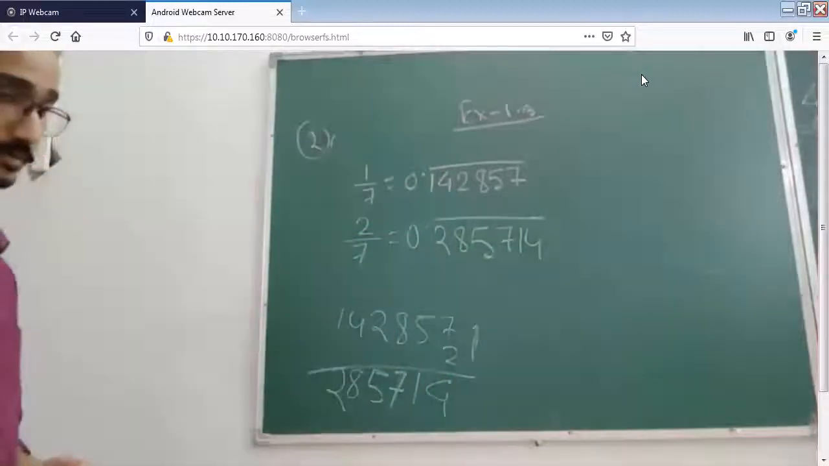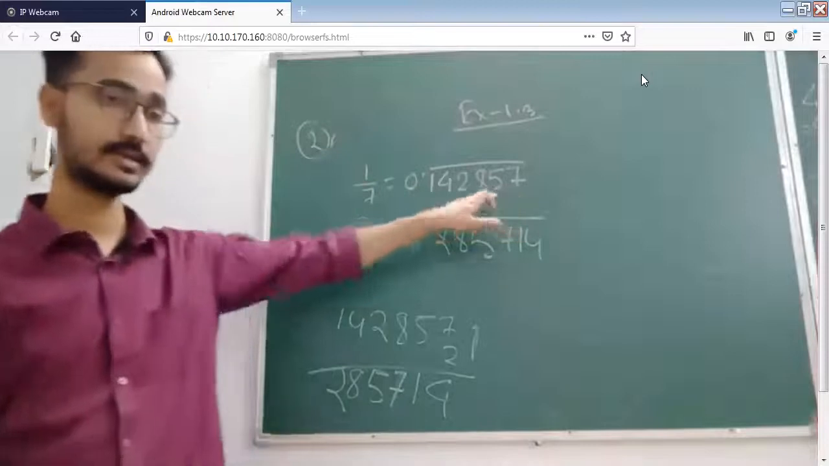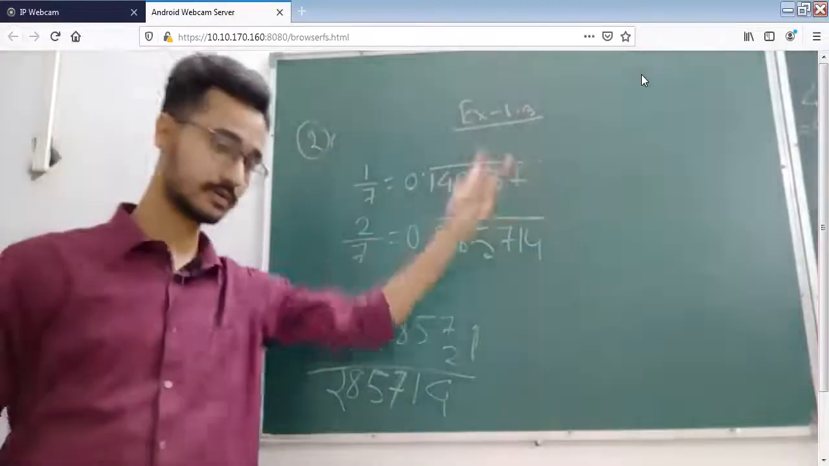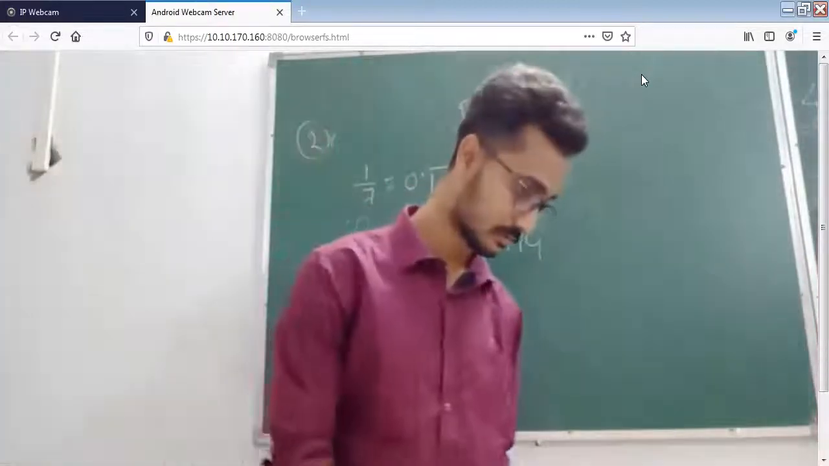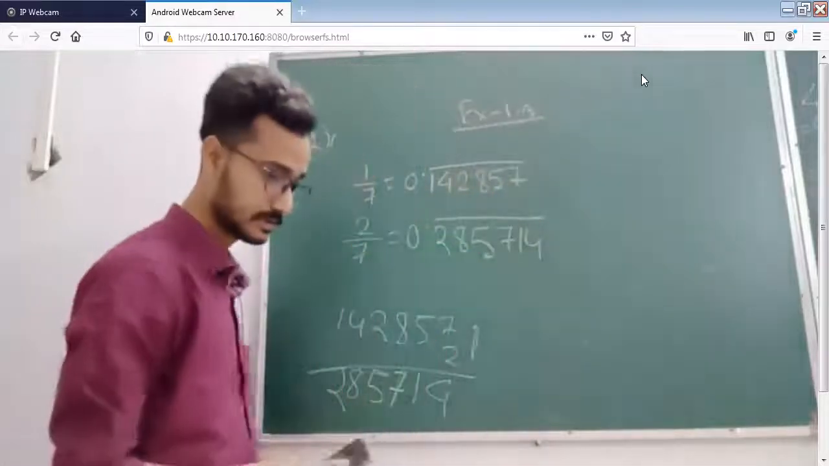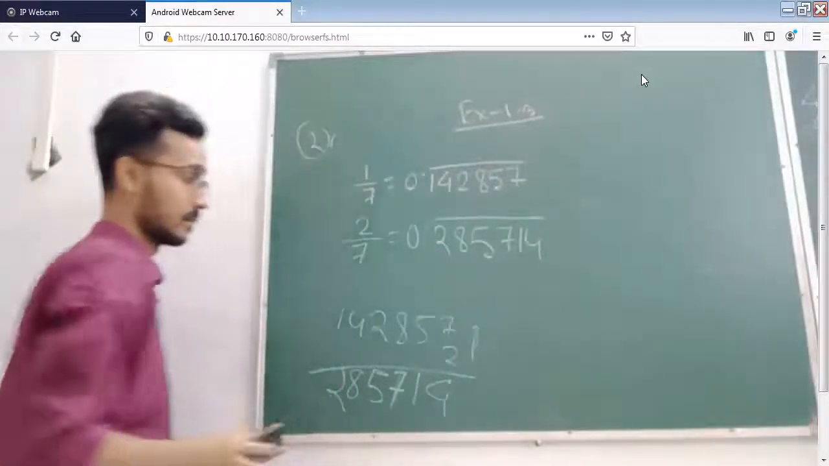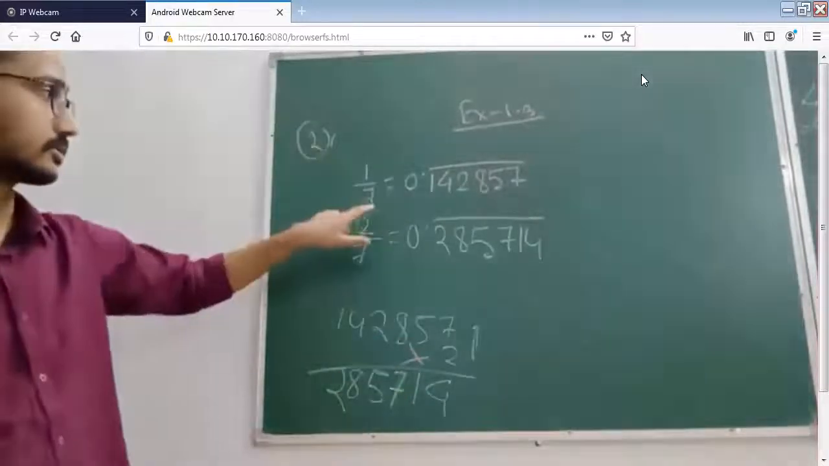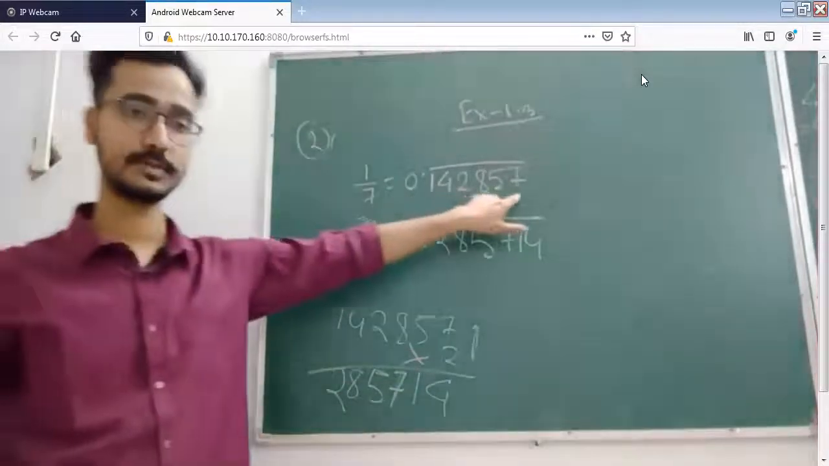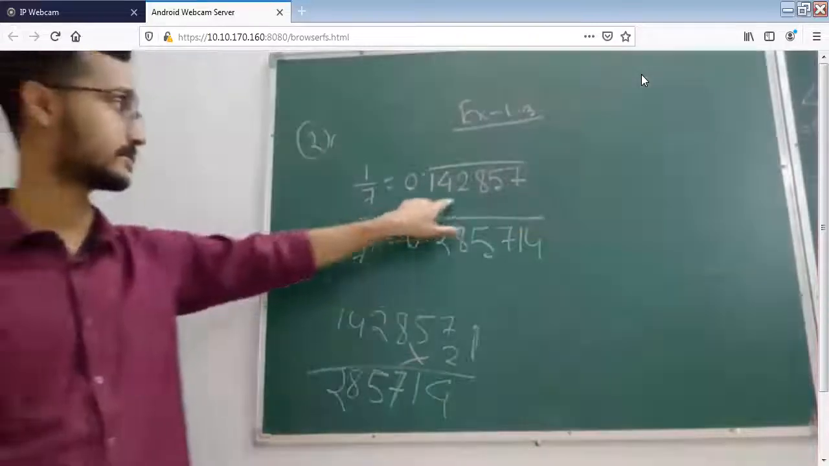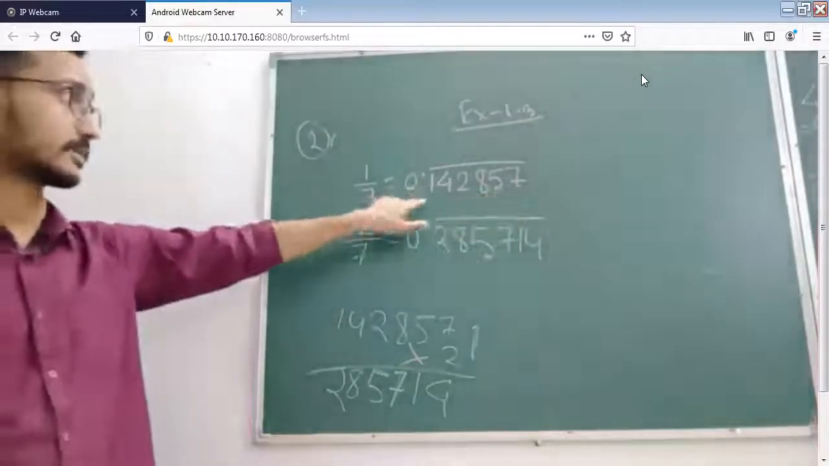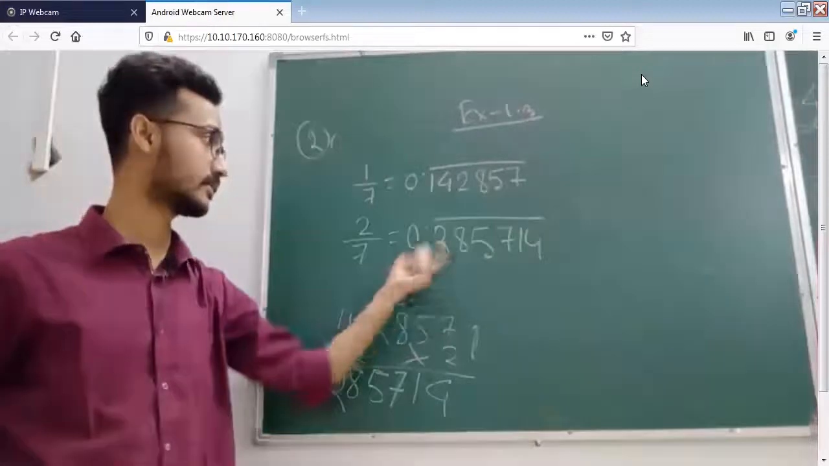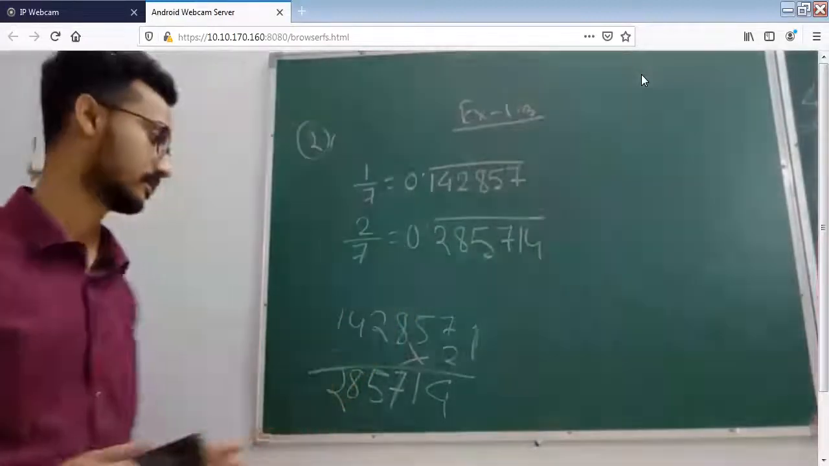Now what will be the value of 3/7? Just multiply these things by 3. For 4/7, just multiply this thing by 4, and your result will come. So this is question number 2. Now see question number 3. Have you understood this one? When it is 2/7, you have to multiply these things by 2. When it is 3/7, you multiply this thing by 3. When it is 4/7, you multiply this thing by 4. And just put the value under the bar. Okay? Clear?